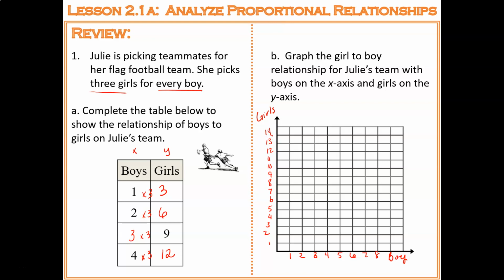So let's plot points. We're not going to connect these. So if I have 1 boy, I have 3 girls. If I have 2 boys, I have 6 girls. If I have 3 boys, I go all the way up here to 9. And if I have 4 boys, I have 12 girls. Okay? So that is our scatter plot showing the relationship between how many boys she picks and how many girls she picks. So let's move on to section C in your notes.